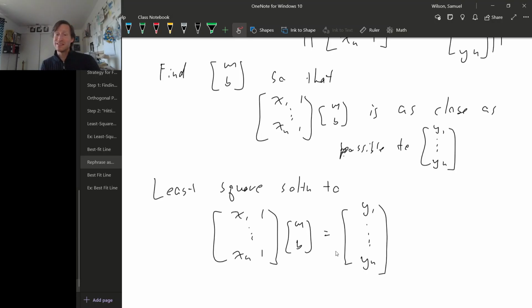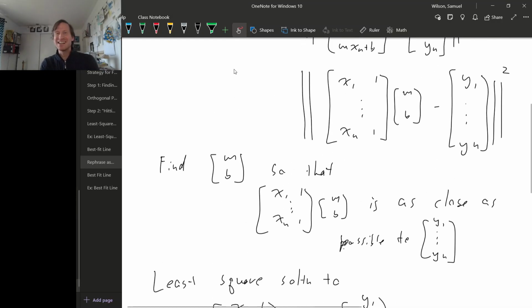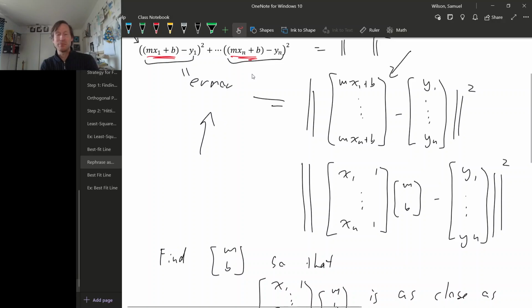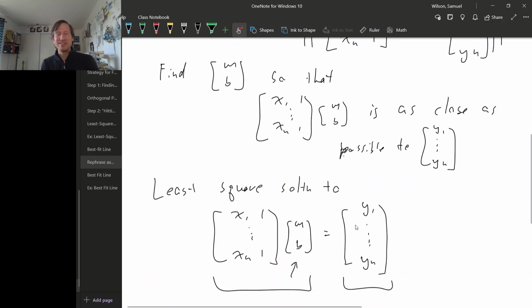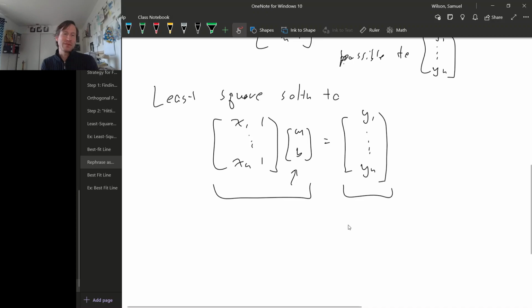We expect this system to be inconsistent because it has more rows than columns, unless you have only 2 data points. So if this is inconsistent, what we want is a choice for m and b that will make the distance between this vector and this vector as small as possible. But the distance between these two vectors is exactly this error expression that we came up with up here. Well, again, this is exactly what the least squares idea gives to us. So what we can do is solve the associated normal equation.